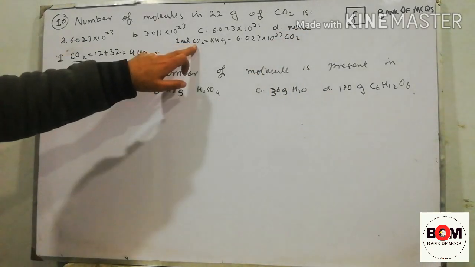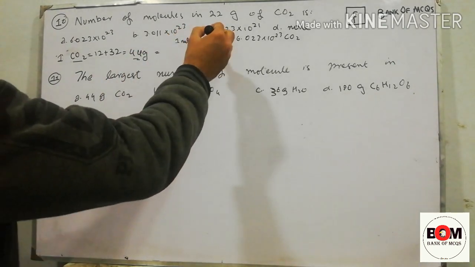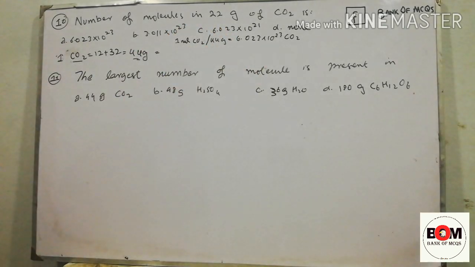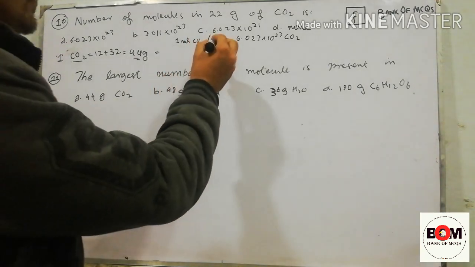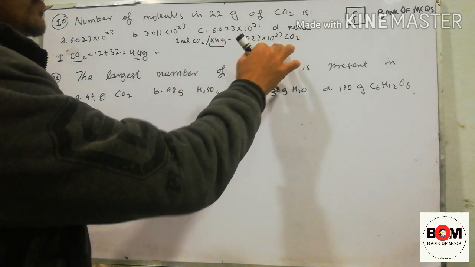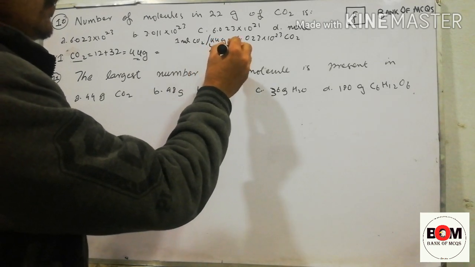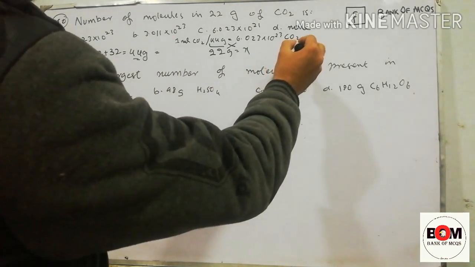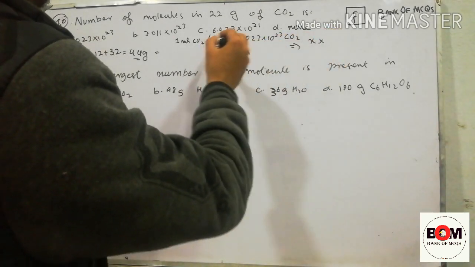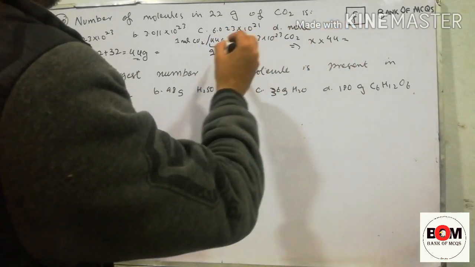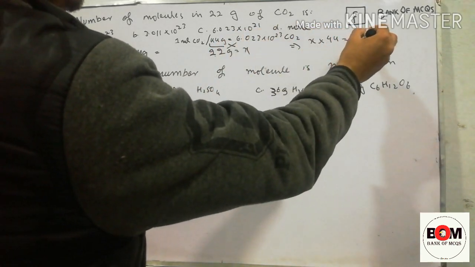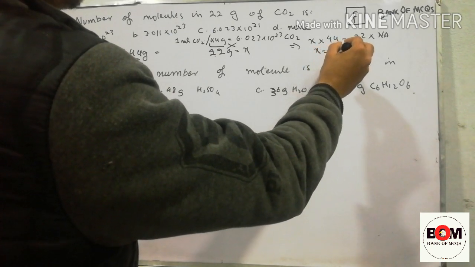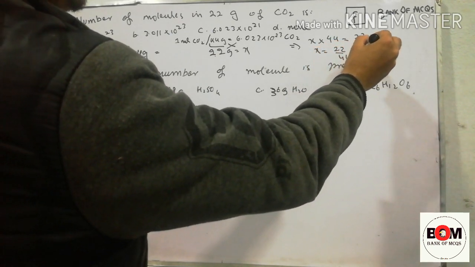So 1 mole or 44 gram is the same. So 1 mole is equal to 44 gram, and in 44 gram we have Na molecules, so in 22 gram how many molecules do we have? So by cross multiplication we get x multiplied by 44 gram is equal to 22 multiplied by 6.023 into 10 to the power 23, or Na. So x is equal to 22 by 44 multiplied by Na.